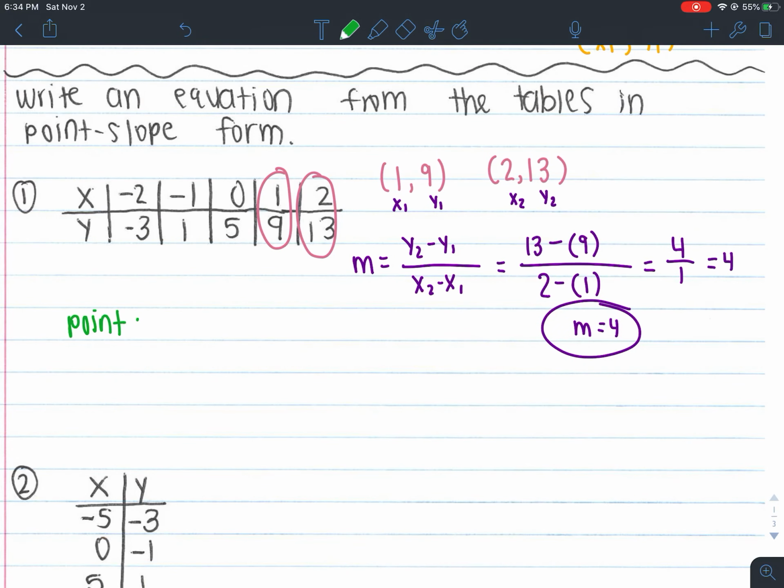So I can pick any point that's on this line. So let's go ahead and pick, just to be different, -2, -3. Okay, let's pick the first point. Could I pick the other 2 points that I picked?